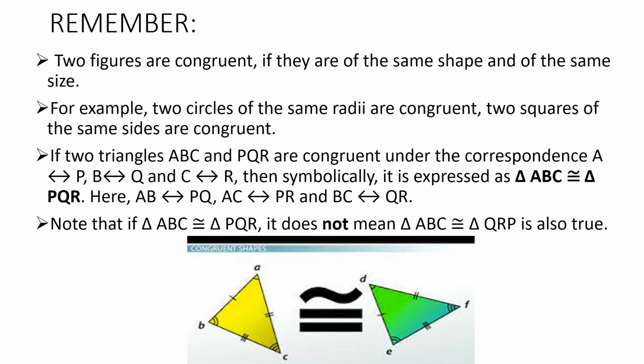That means when two triangles are congruent, for example, if the congruency is triangle ABC congruent to triangle PQR, angle A will be congruent to angle P, angle B to angle Q, angle C to angle R. Similarly, sides AB with PQ, AC will be congruent to PR and BC will be congruent to QR. So remember, in congruency the order matters.